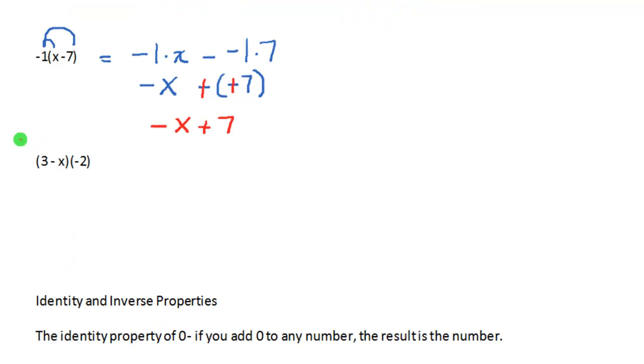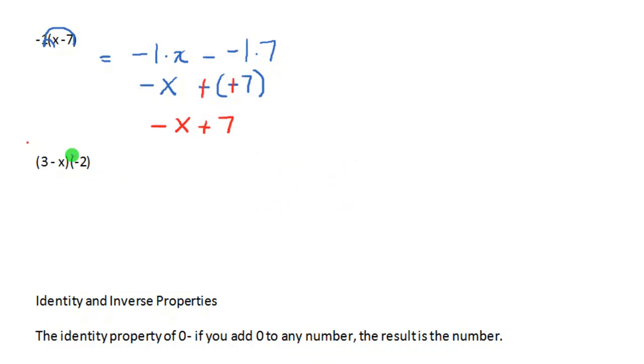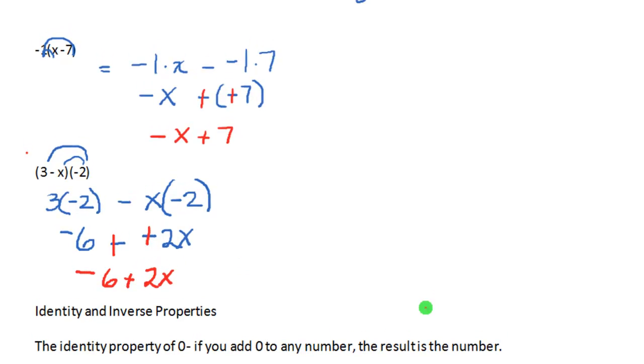Now in our next problem, our negative 2 is behind the parentheses, but we're going to go ahead and still distribute it. Distribute that negative 2. I like to put these little arcs just to kind of keep things straight. So we're going to write 3 times negative 2 minus x times negative 2, and 3 times negative 2 is negative 6 minus x times negative 2 is negative 2x. Again, we have subtract a negative, so that's the same as adding a positive. And so we simplify this to negative 6 plus 2x.